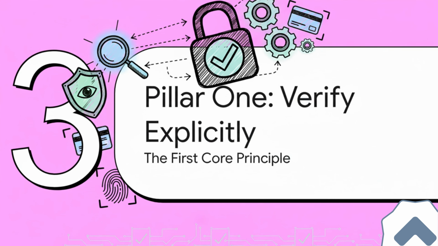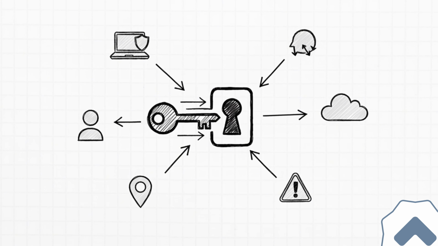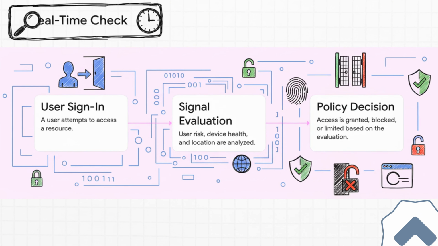So how does this all work in practice? Well, it starts with the first of three core principles. You have to always verify explicitly. And this means we're not just checking a password anymore. We're looking at the user, where they are, the health of their device, the service they're trying to get to, and a whole lot more. A tool like Conditional Access is a brilliant way to see this in action. It acts like a policy engine that enforces your company's rules on every single sign-in, in real time.